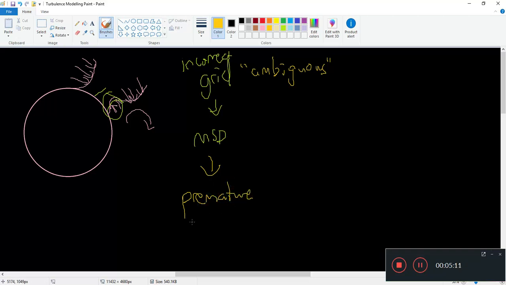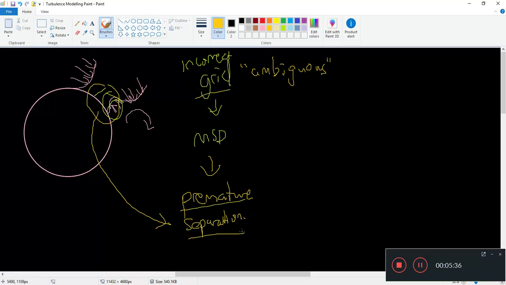Premature separation. So what does it mean? Depending on your grid, the place at which this separation phenomenon starts can differ, and that's very troubling, at least for aerospace applications. So you don't want the grid causing this premature separation. In this paper, this whole process is called grid-induced separation.